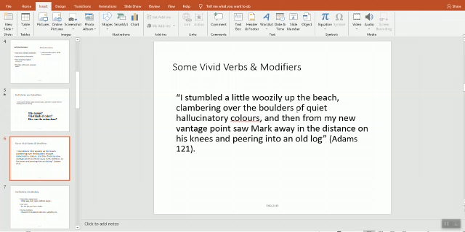Those pieces of rocks are actually of hallucinatory colors, colors which will take you into a feeling of dream. And then from my new vantage point, meaning a somewhat higher point, I saw Mark away in the distance on his knees and peering. See, looking has not been used. Peering: he was trying to search for something in an old log.